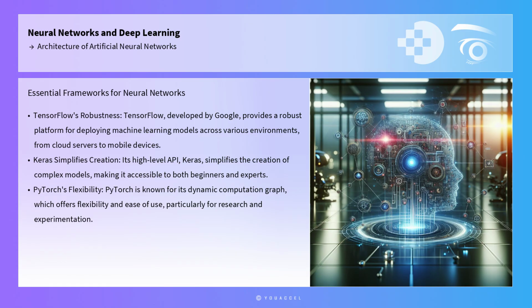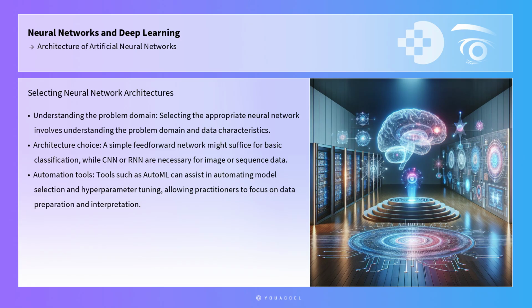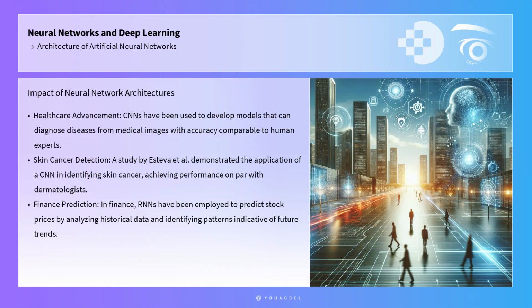for research and experimentation. In practice, selecting the appropriate neural network architecture involves understanding the problem domain, data characteristics, and computational resources. For instance, a simple feed-forward network might suffice for a basic classification task, while a more complex architecture, like a CNN or RNN, might be necessary for image or sequence data. Tools such as AutoML can assist in automating the model selection and hyperparameter tuning process, allowing practitioners to focus on data preparation and interpretation. Case studies highlight the impact of neural network architectures in real-world scenarios.